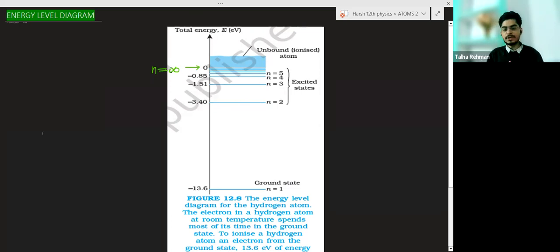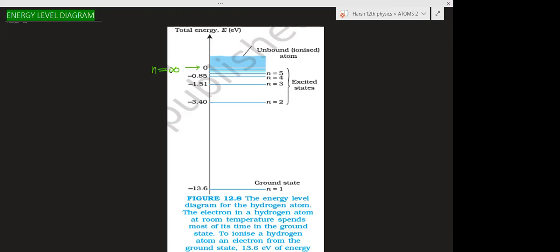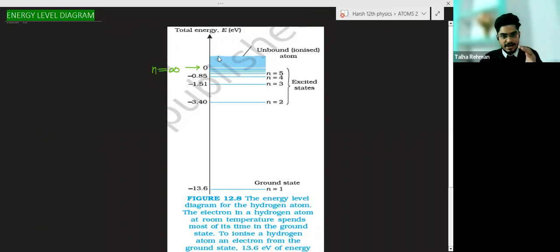N is equal to infinity means the electron is removed from the shell. Ionization. So when the ionization will be there, electron will be removed from the shell. The energy of the electron will become 0. Because when the electron is in a particular shell, electron is bound with nucleus, electron has negative energy. When you free the electron, means you have given some positive energy, and that is why the electron's energy will become 0. So this is the energy level diagram.